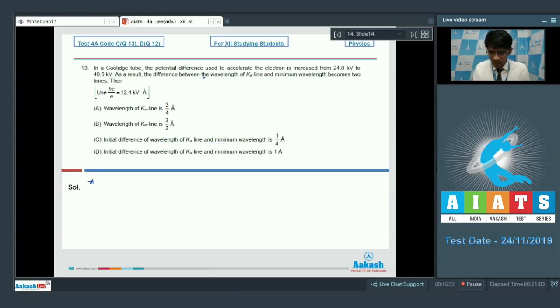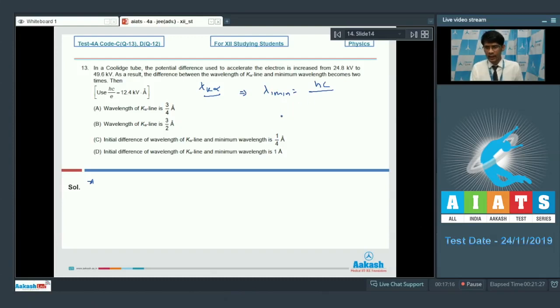Let the wavelength of K alpha line be lambda K alpha. Now we need to find out what is the minimum wavelength corresponding to these two potential differences when they would have been applied. I would say lambda 1 minimum is equal to hc by delta E, hc divided by delta E.